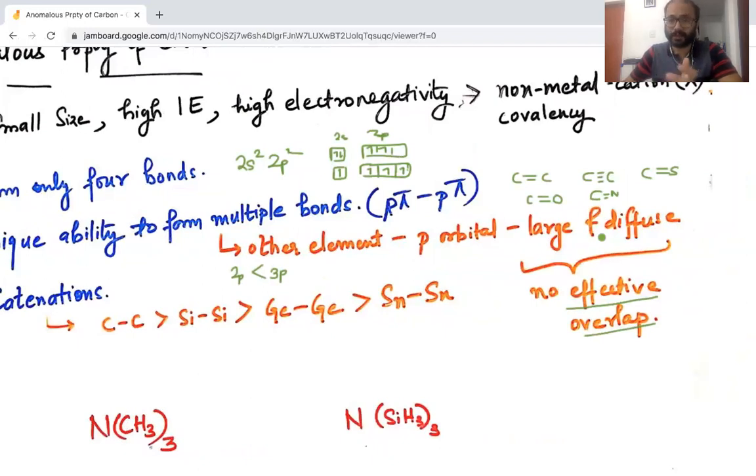We find this peculiar property because 2p orbitals are also available in the case of boron, but they don't form much of these p pi p pi overlaps or multiple bonds. But in carbon, they are in the right configuration, the right electronegativity, and the perfect orientation, so that they form a very effective p pi p pi overlap.